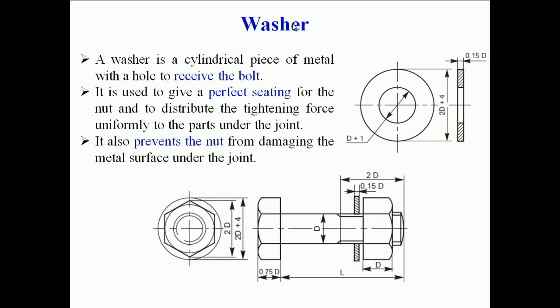Now you can see the schematic diagram. It is showing the assembly of a bolt, nut and a washer. The washer is given in the sectional view, that is 0.15D. So this is an external headed bolt with a nut and a washer in position.